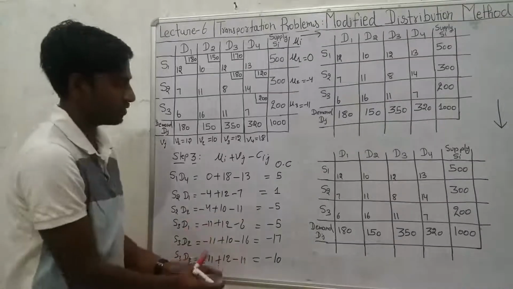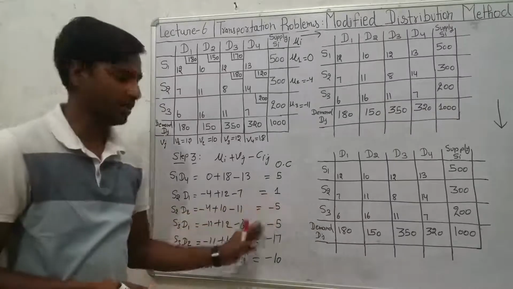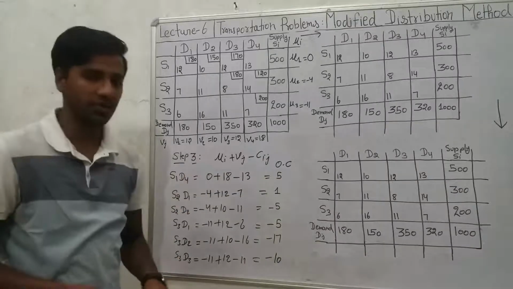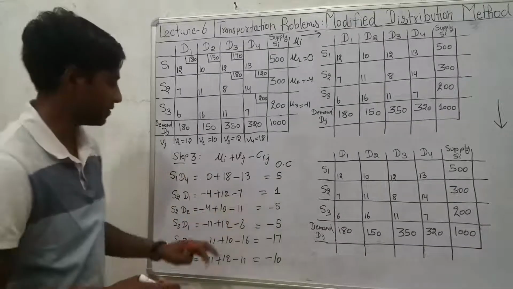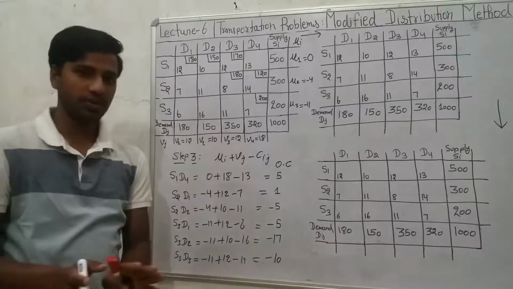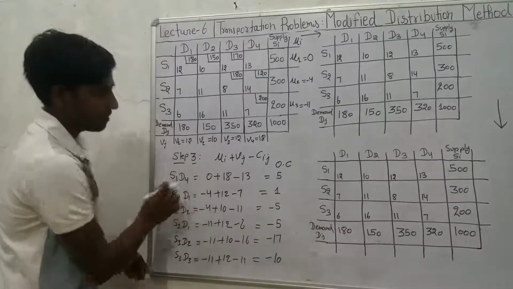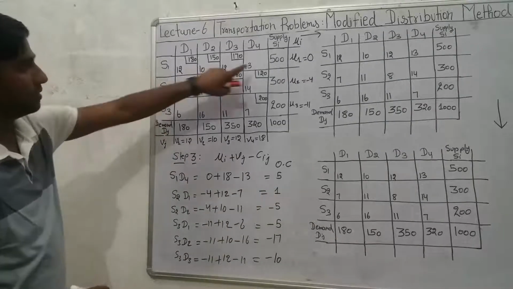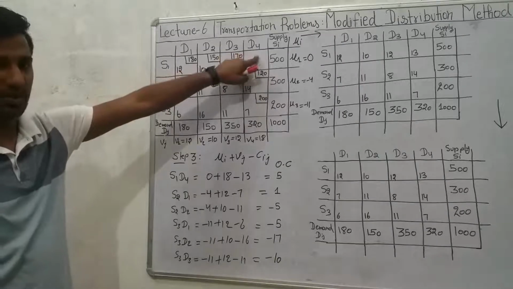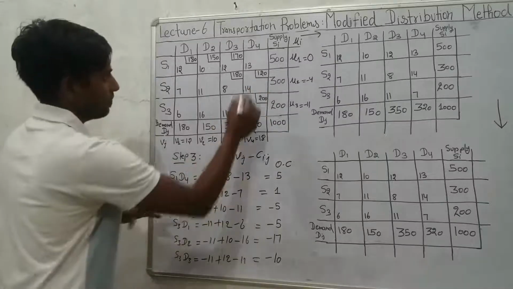And how are we going to improve it? In the same manner like we did in stepping stone method. Select the cell with the highest positive opportunity cost, in fact it is 5, and then trace a closed loop that we have done in stepping stone method. So select S1D4. It is the cell which is going to minimize our total cost. So in this cell, trace a closed loop.